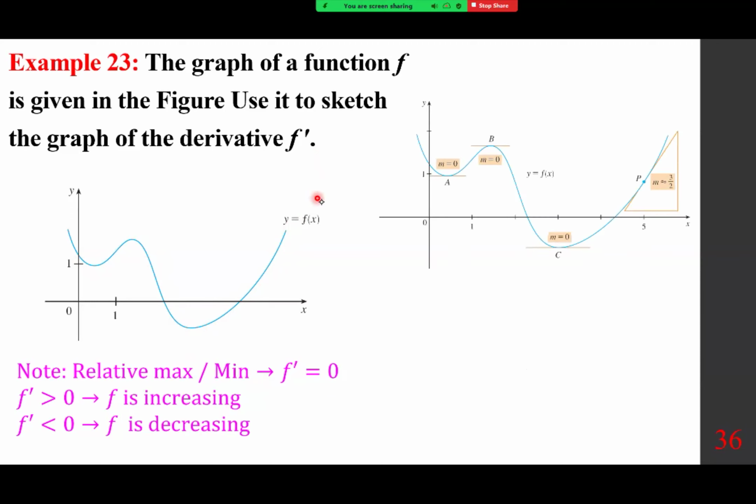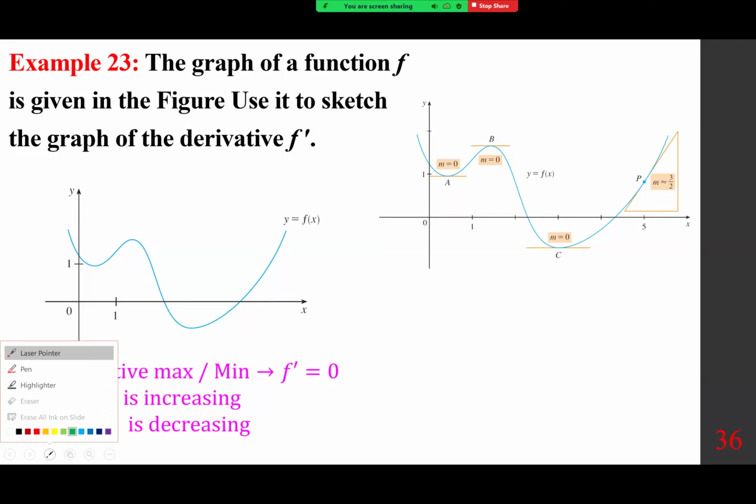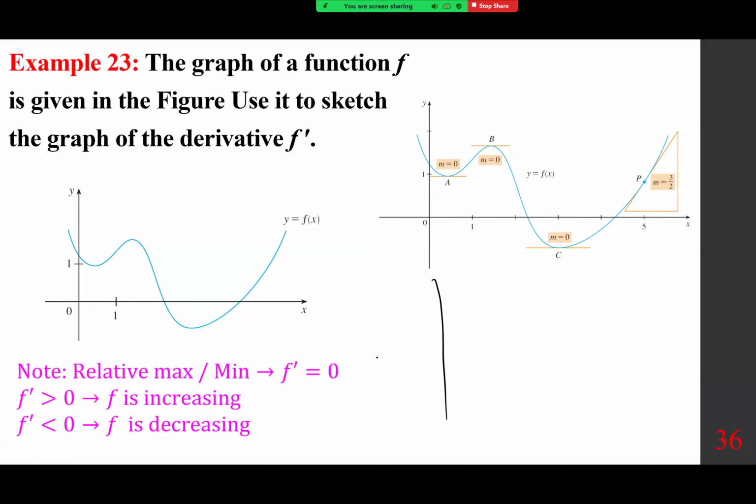So if we look at this concept, these points A, B, C correspond to m, the slope, being 0. I'm going to discuss that at the end. You can ignore it for now. So this corresponds to 0, this corresponds to 0, this corresponds to 0. So if we were to graph this quickly, this corresponds to 0.